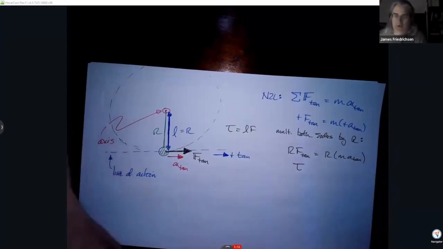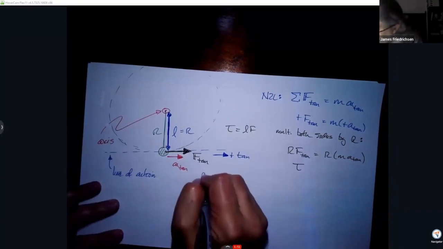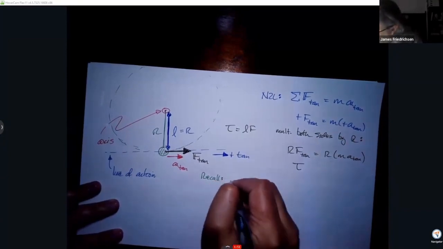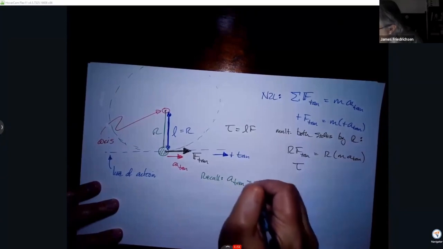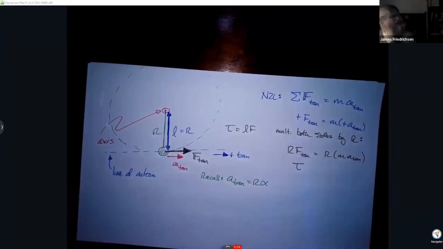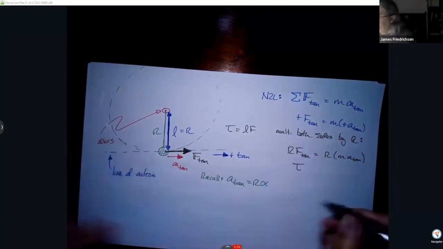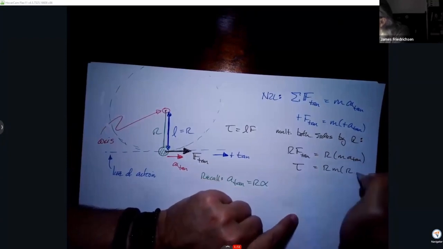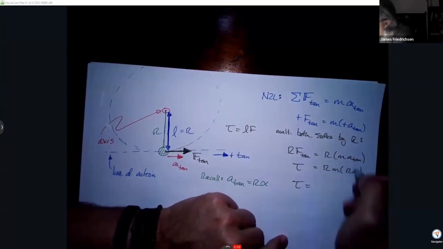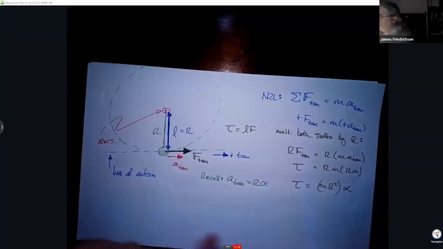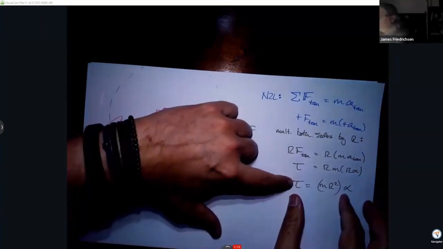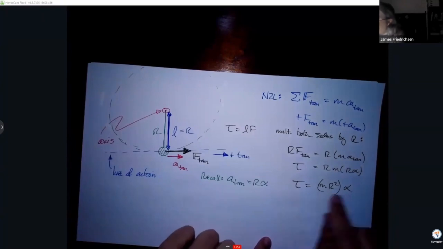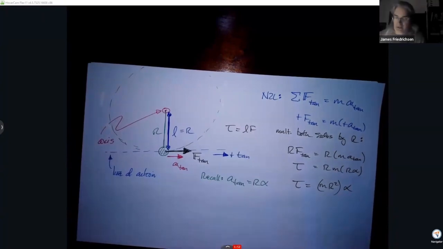And if we remember that a tan was equal to R alpha, and we put that in here, a tan is R alpha. And if we rearrange the pieces, what I get is m times R squared times alpha. So here's my net torque equal to something times alpha, and this something should be our moment of inertia.